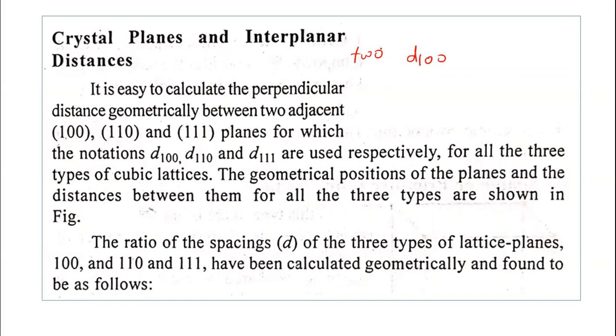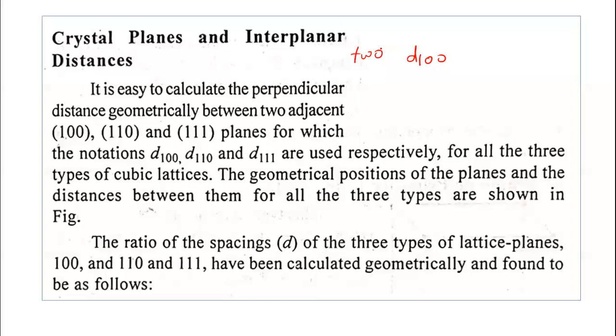It is just like the distance between two rooms at our home. Okay. So in a crystal, many such 100 planes are present. Similarly, D110 is the distance between two 110 planes, and D111, for all three types of cubic lattices. Three types means simple cube, face centered cube, body centered cube. We can determine such interplanar distances.